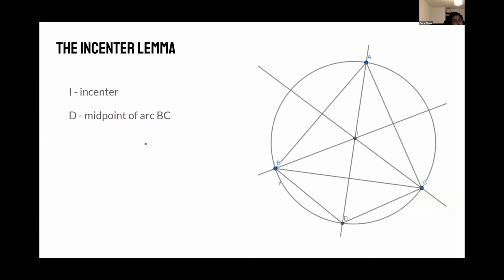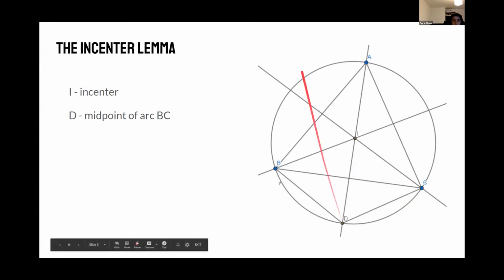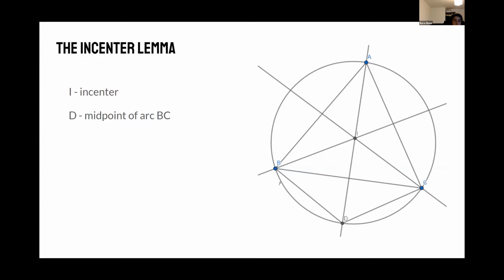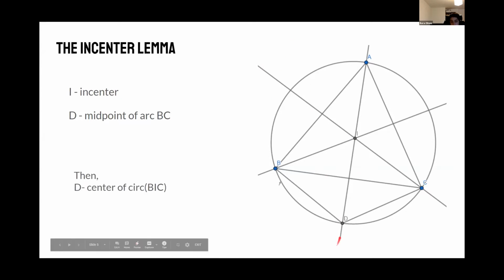Now the incenter lemma, also known as the incenter-excenter lemma, but we don't need the excenter part. If we have I, the incenter of a triangle, which is the intersection of the angle bisectors, and D, the midpoint of arc BC, then D is the center of the circumcircle of BIC. I'll quickly prove this.